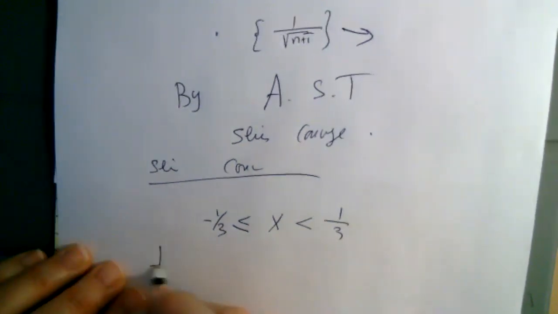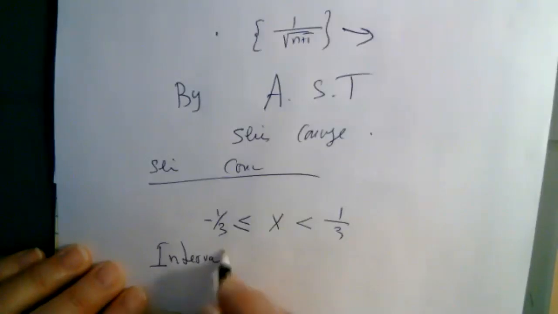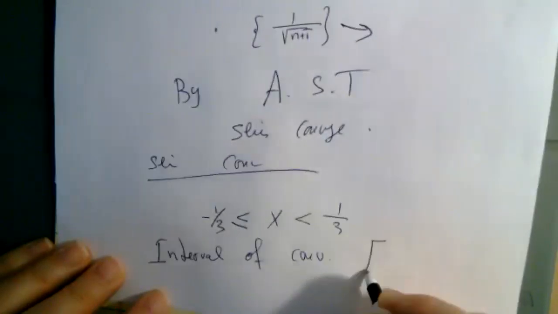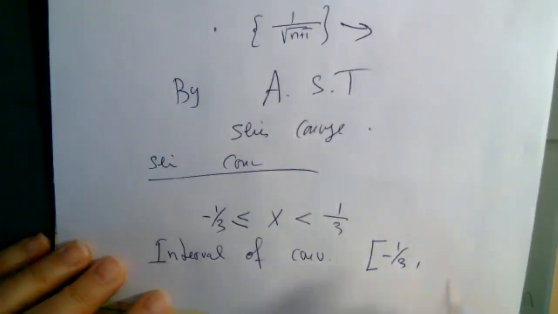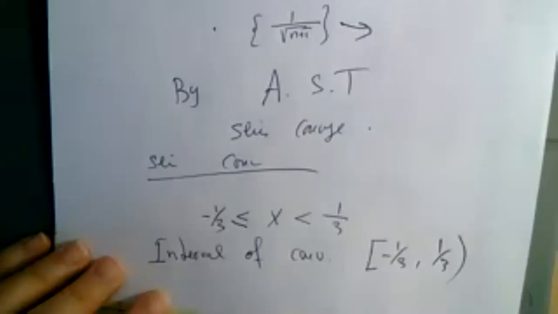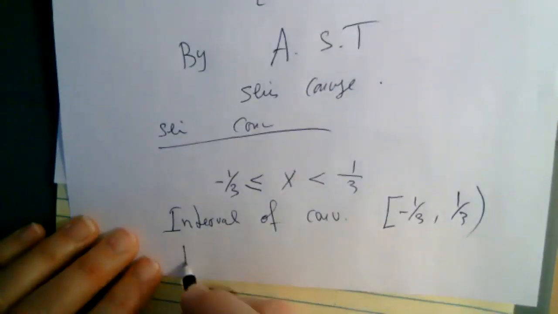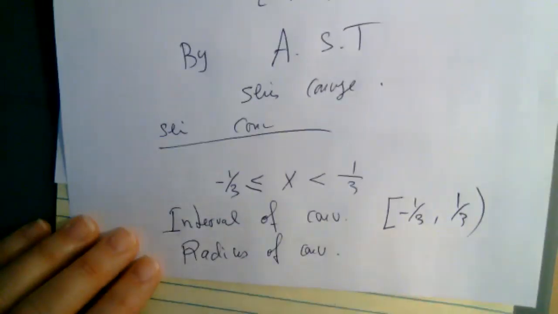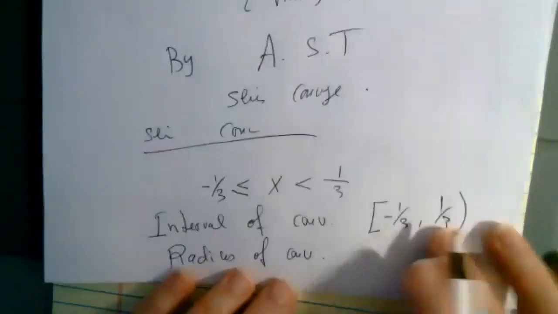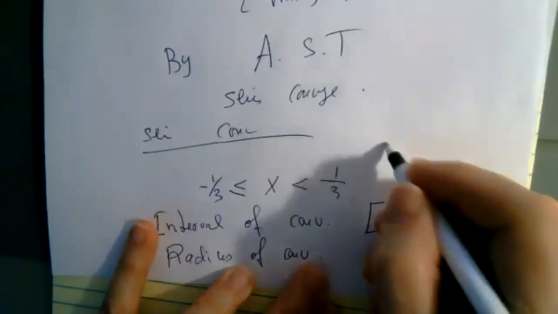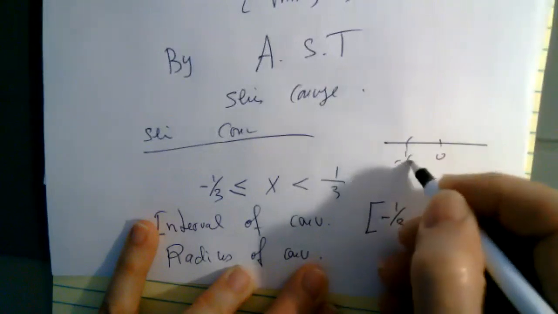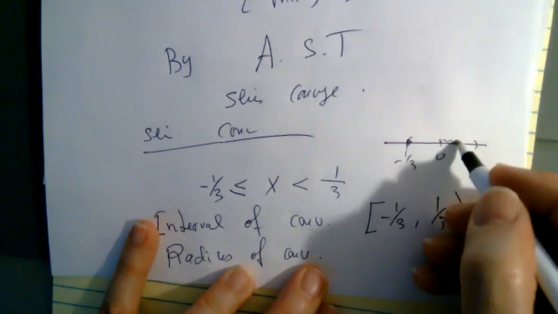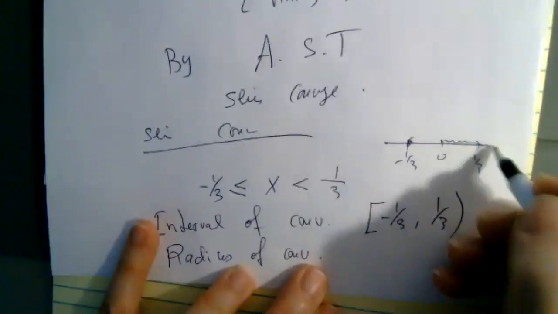And the interval of convergence, because a lot of time we talk about the interval, so the interval of convergence is the interval closed at minus a third, open at a third. And finally, one more word, we talk about the radius of convergence. The radius of convergence means your interval is right there. That's minus a third and a third. This is included. The radius of convergence is the distance from, in this scenario, 0 to a third.